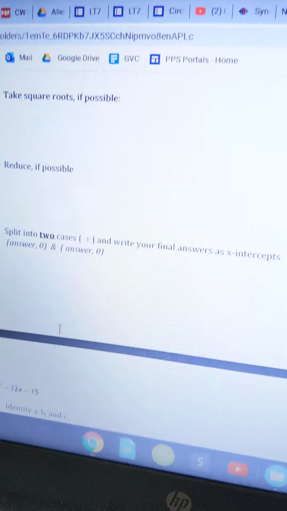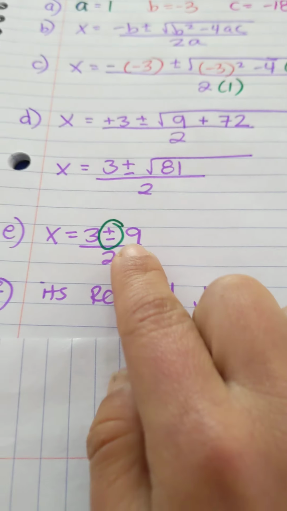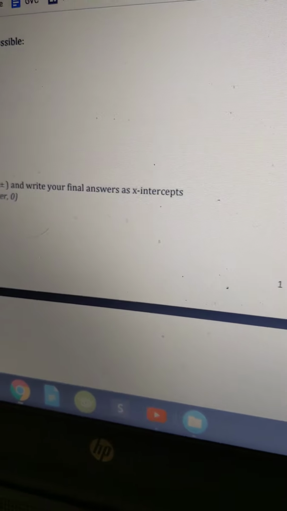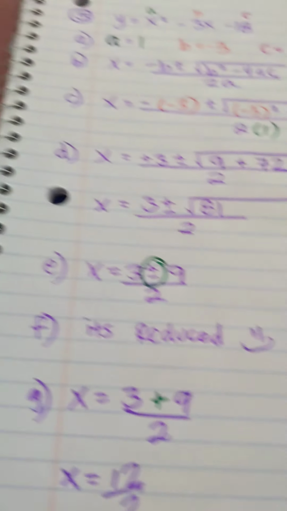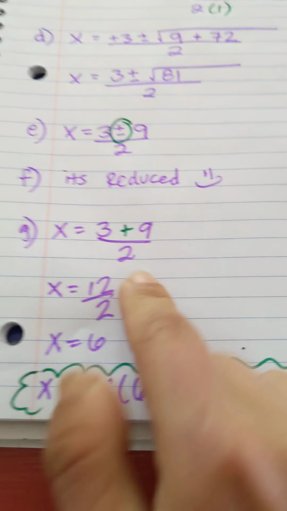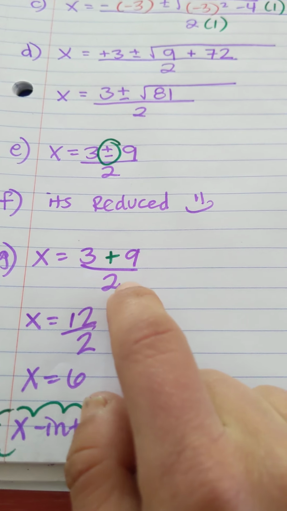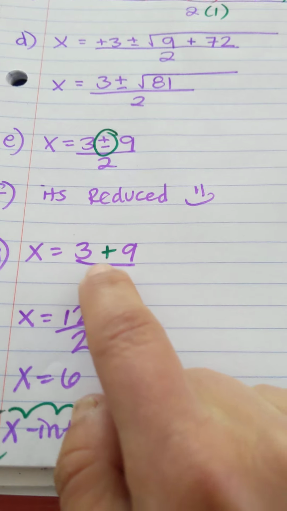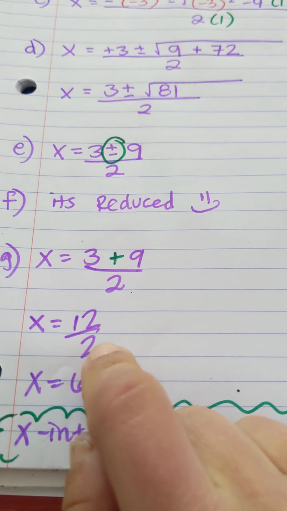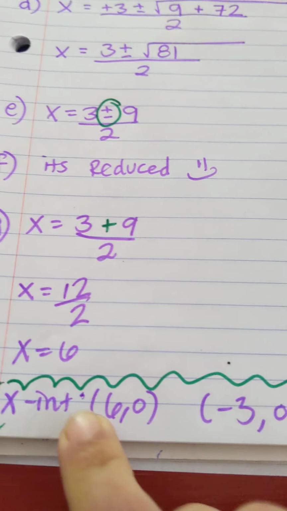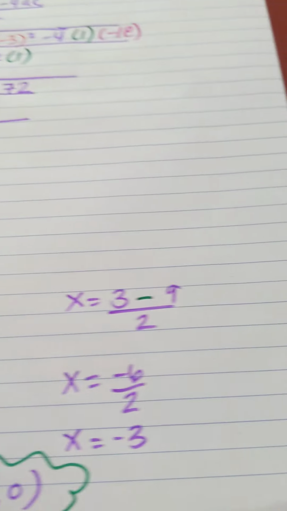F, reduce if possible. Well, it's reduced. We reduced it. And then G, split into 2 cases, like we did in number 1 and number 3. So the first case is with a positive. 3 plus 9 is divided by 2. 3 plus 9 is 12. Divided by 2 is 6. So your x-intercept is 6, 0.